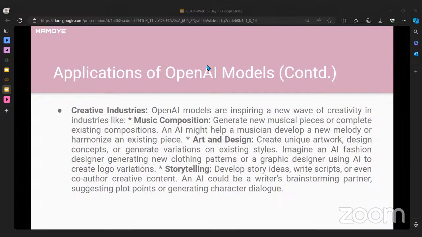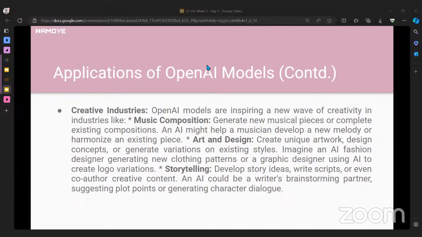So, lastly, the creative industry is witnessing a significant transformation with AI, right? In music, open AI models can compose new pieces or enhance existing compositions, using AI in the music industry, right? In the arts and design, they generate unique artwork and design concepts. Additionally, in storytelling, AI acts as a collaborative partner for writing or generating plot ideas and dialogue, enriching the creative process. So these are just a few creative industries and how these models can assist.